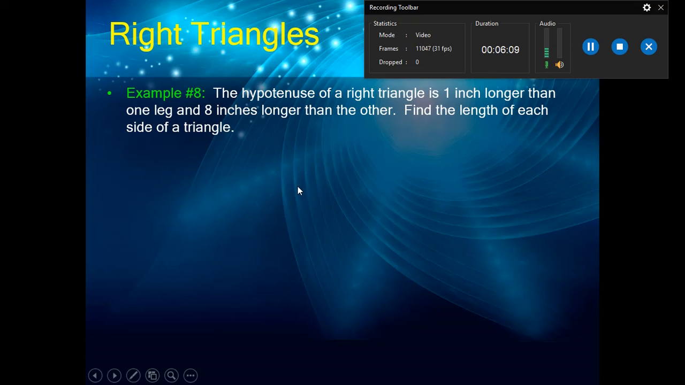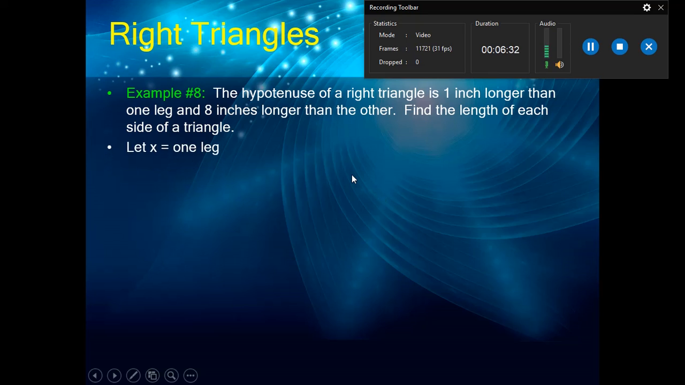In the last example, we're working with a right triangle. We did visit right triangles back in the unit where we looked at square root radicals, and we used the Pythagorean theorem there. So this says the hypotenuse of a right triangle is 1 inch longer than one leg and 8 inches longer than the other leg. This one I thought was a little confusing to set up.